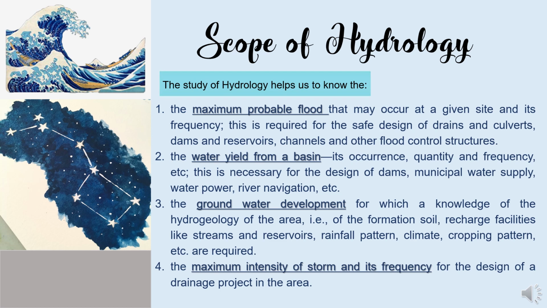The water yield from a basin, its occurrence, quantity and frequency, etc. This is necessary for the design of dams, municipal water supply, water power, river navigation, and others. The groundwater development, for which a knowledge of the hydrogeology of the area, that is, of the formation of soil, recharge facilities like streams and reservoirs, rainfall pattern, climate, cropping pattern, etc. are required. The maximum intensity of storm and its frequency for the design of a drainage project in the area.